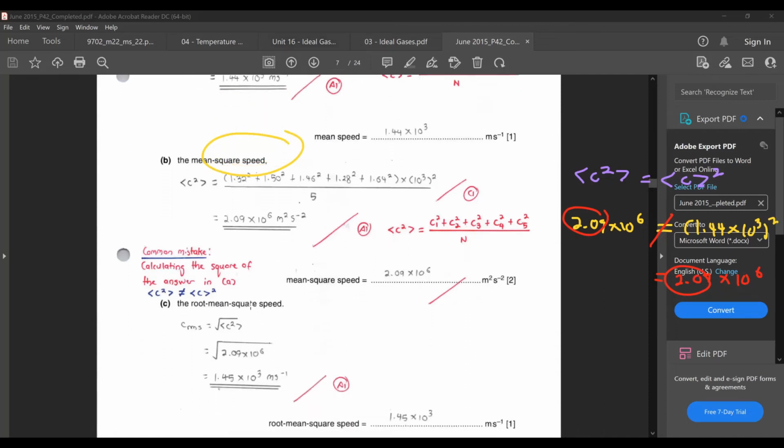Okay, the last part is just asking you to find out the root mean square speed, the RMS speed. You just take whatever you have here for the mean square speed and square root it. So root mean square speed is the mean square speed square rooted. You get 2.09 times 10 power 6, square root of it. You're going to get 1.45 times 10 power 3. And this is your answer.